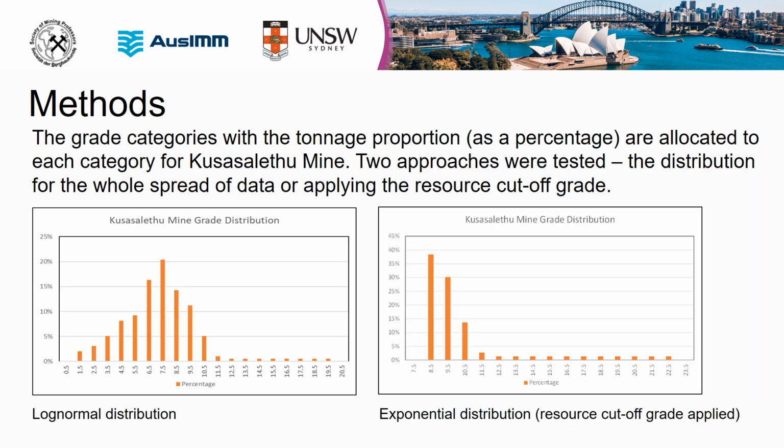In Kusasalethu mine, 2 approaches were tested. The first was to create a distribution for the entire grade range, and in this case a log normal distribution would be appropriate. If a resource cutoff is applied and the allocation only occurs to the blocks above the resource cutoff grade, then an exponential distribution appears more appropriate.